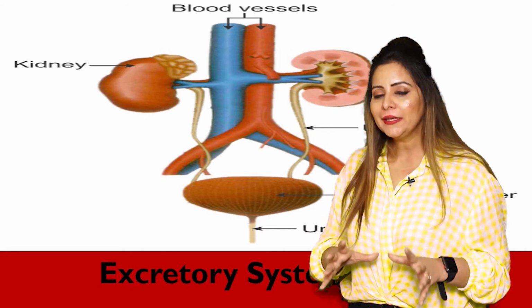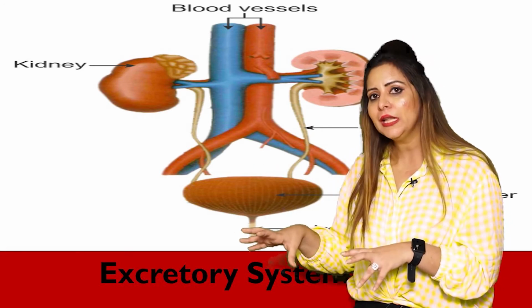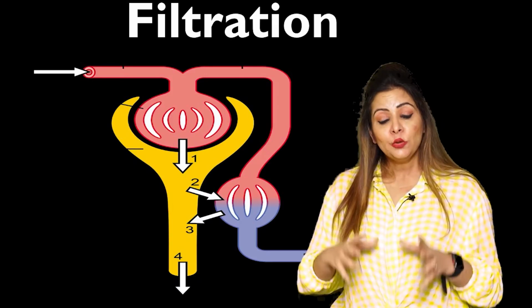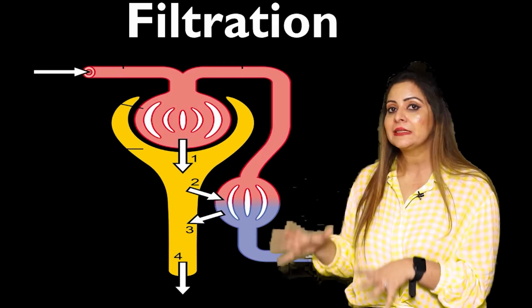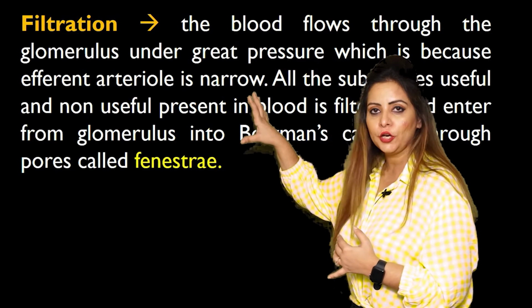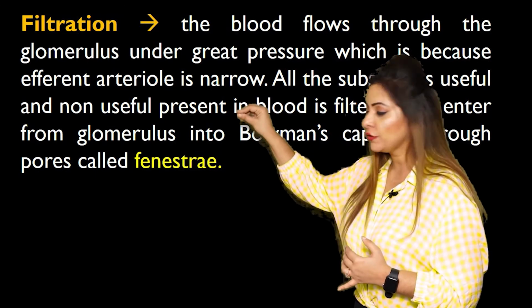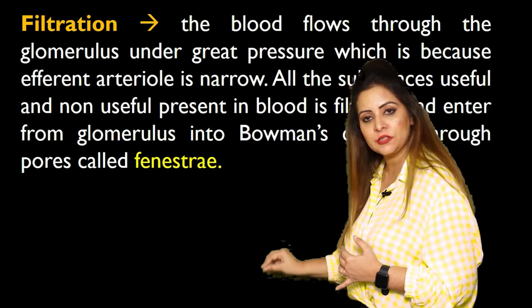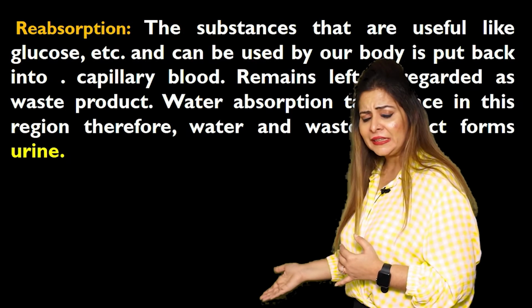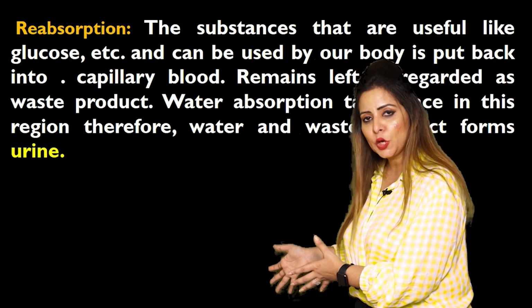So I think you got it. What exactly is the collection now? If somebody asks you about the urine formation, you need to mention all these 3 steps. First, the filtration, that is the substances, useful or non-useful, moving from fenestra to PCT, and through PCT reaching the loop of Henle. Second, in the loop of Henle, reabsorption takes place.